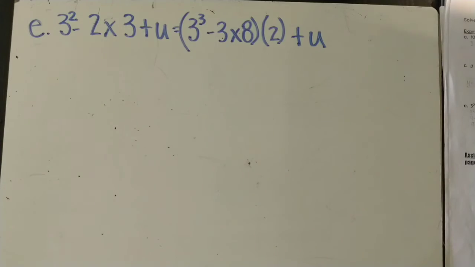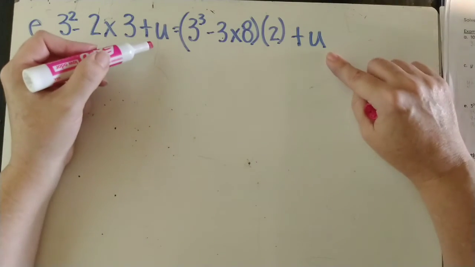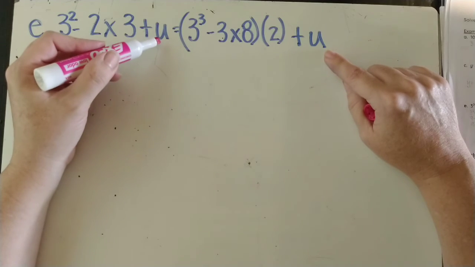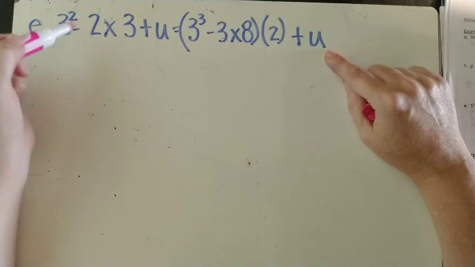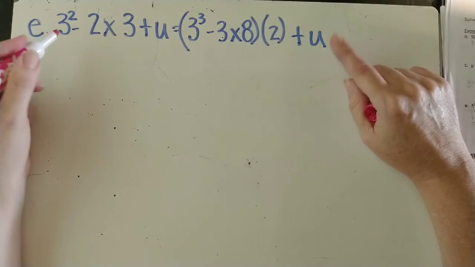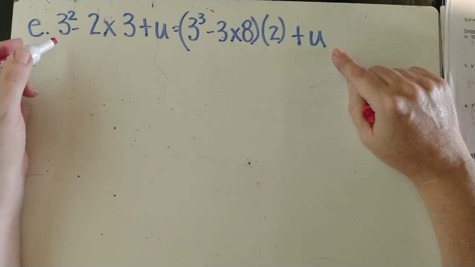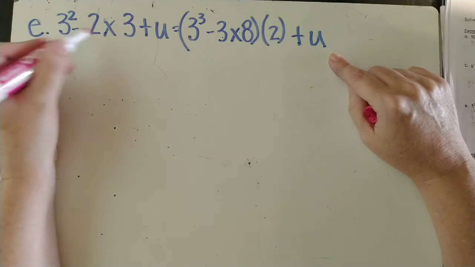Now let's try letter E. A lot going on here. Notice that your variable is on both sides of our equation. What we need to do is simplify the left, simplify the right, and then decide what is going on. Is it a true statement or is it a false statement? So let's go ahead and simplify.